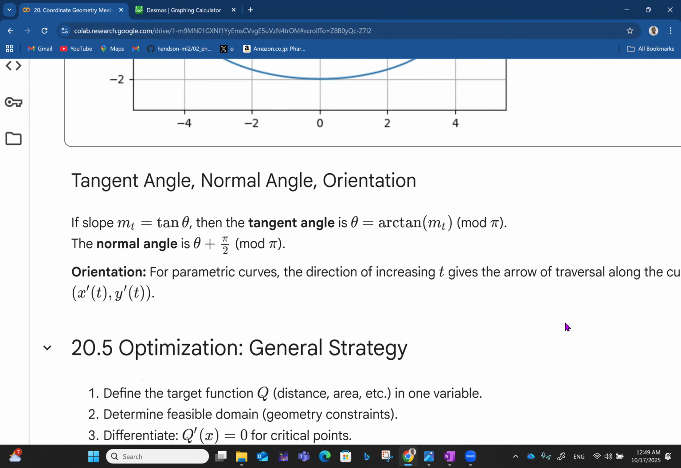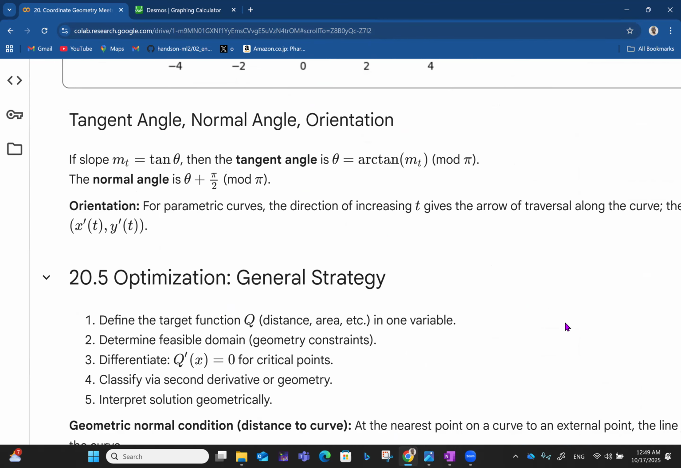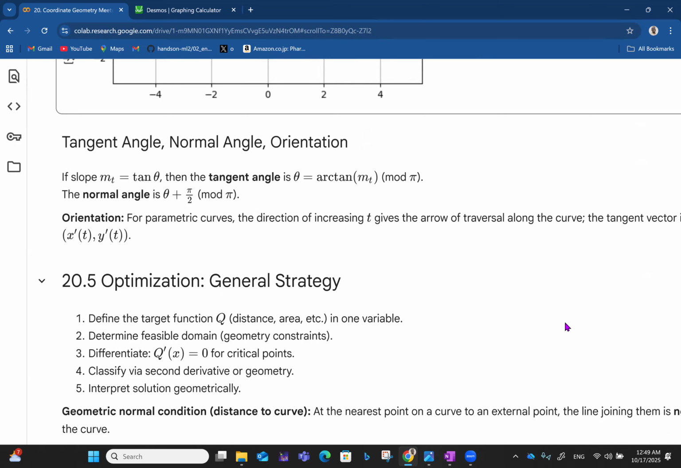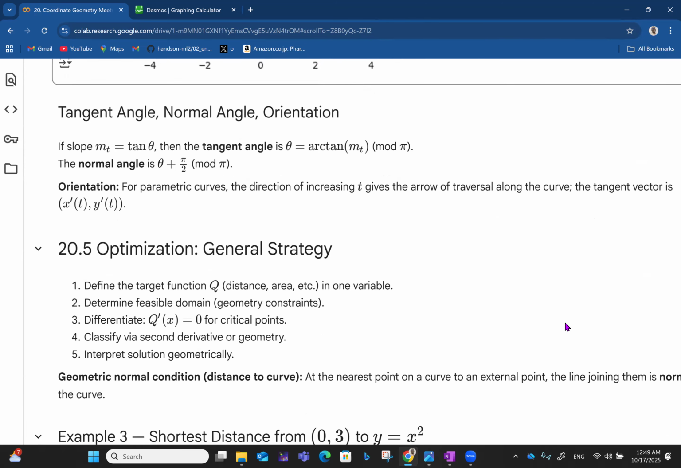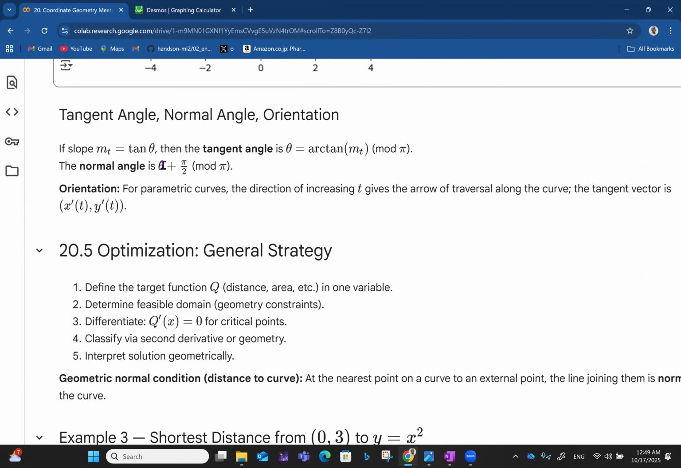So again, we can have the tangent angle. Let's talk about tangent angle, normal angle, and orientation. Talking about the tangent angle, if slope m of t equals tan theta, then the tangent angle is theta, which is arctan of m of t mod pi, right? Then the normal angle is theta plus pi over 2 mod pi.